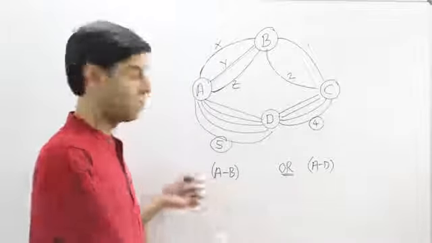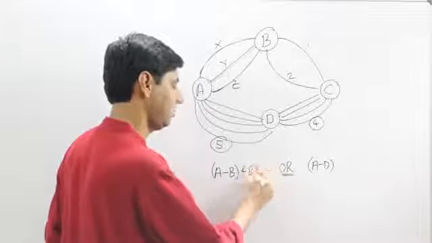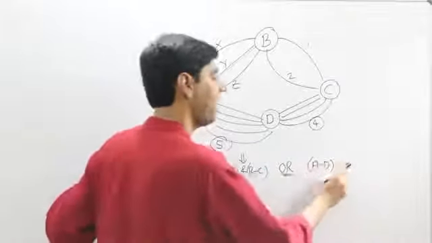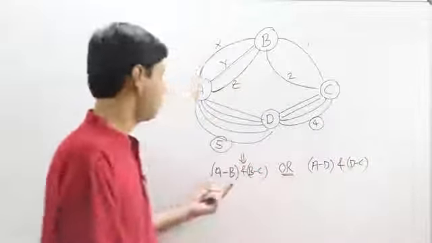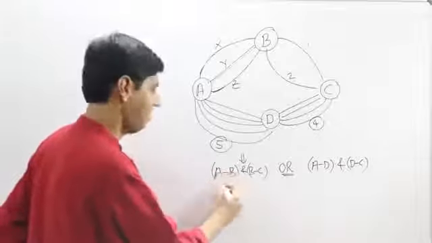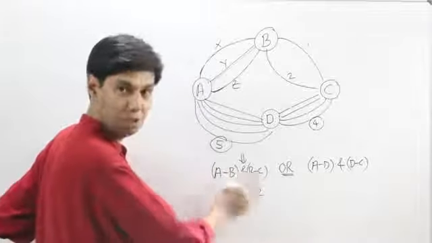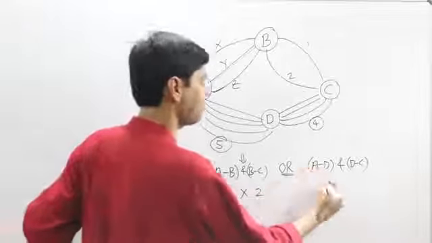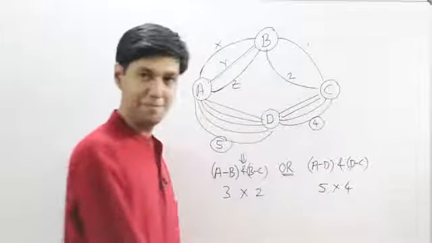Having traveled to B, do I stop? No. And then from B, I would have to go to C. So the conjunction there is an and. Similarly, A to D and then from D to C further. Right? So how many ways? A to B I have 3 ways, B to C I have 2 ways. And since I have to do both the activities, there's an and, I would multiply it. Similarly, A to D there are 5, D to C there are 4 ways, and I would be multiplying them.